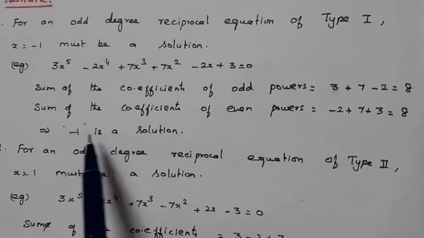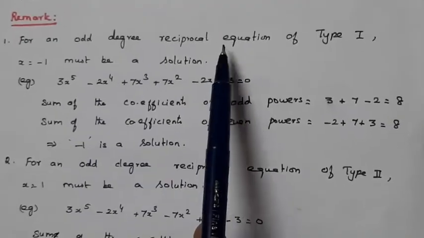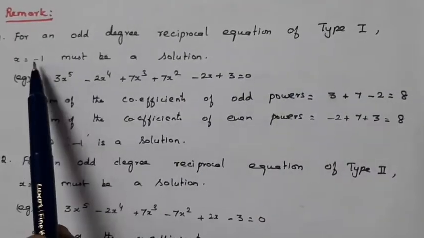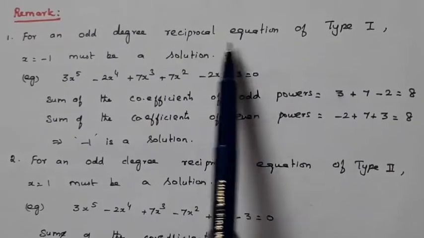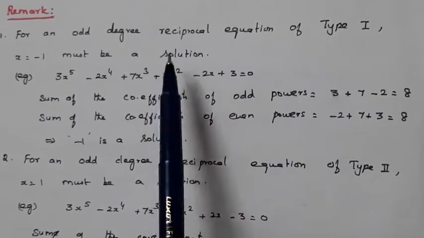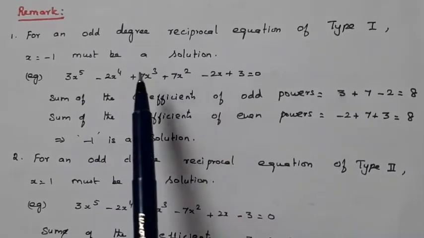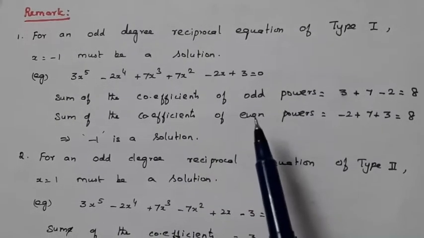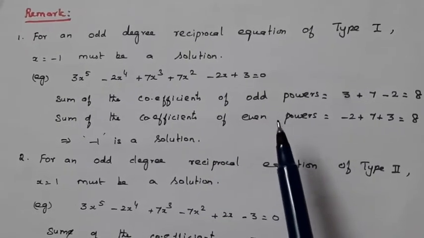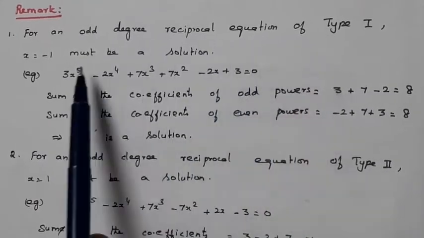That means -1 is a solution. So for all odd degree reciprocal equations of type 1, x is equal to -1 will be a solution. If you come across such a reciprocal equation, you can immediately write -1 is a solution, and by dividing the polynomial by that factor, you can reduce the equation and solve the reduced equation to get the other solutions. This result will help us.